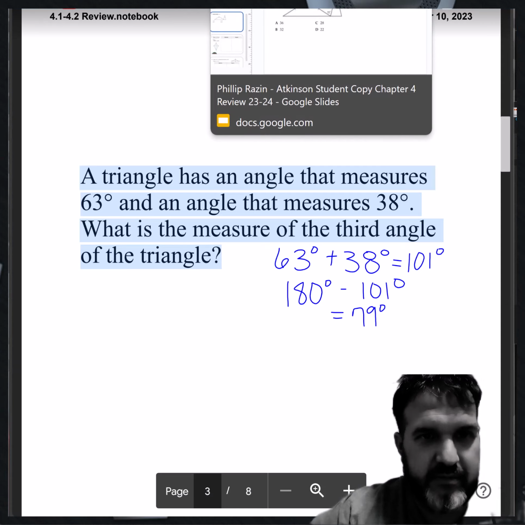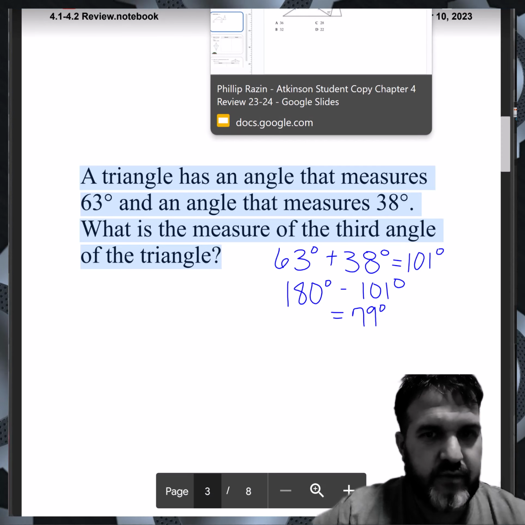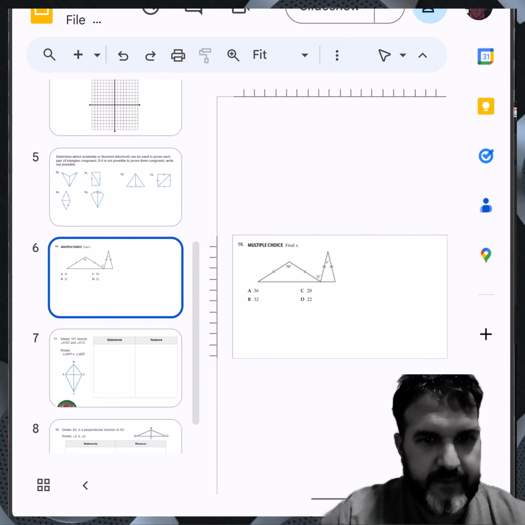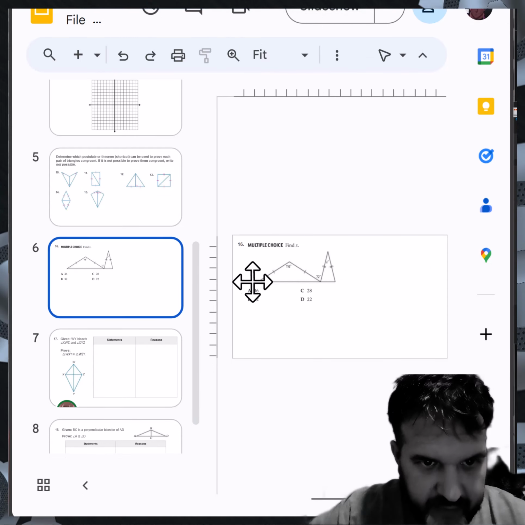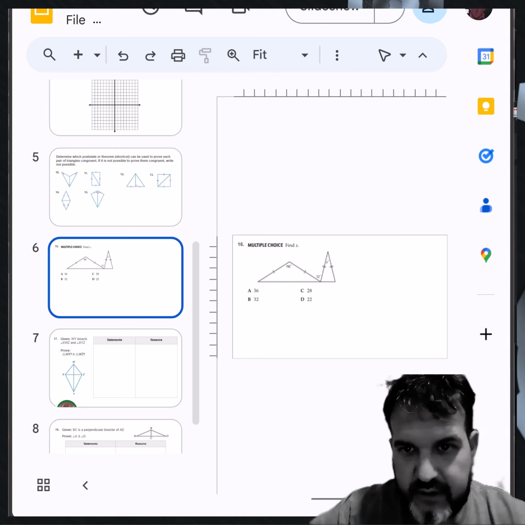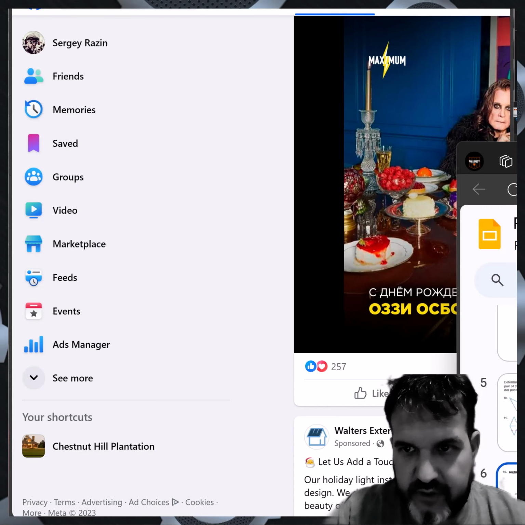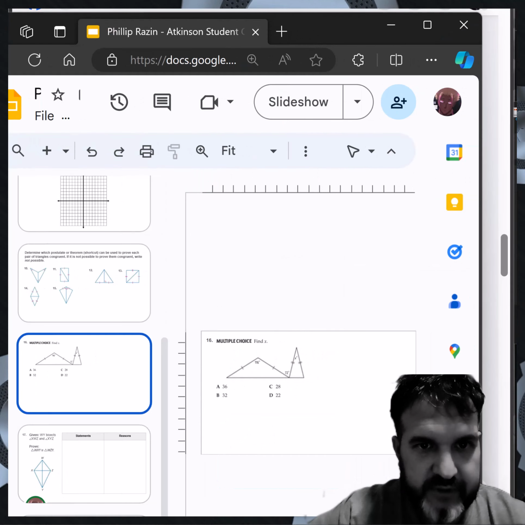Next problem. Let's take a look at this one. Okay. So, we have two triangles. Let me make it bigger so I can see, because I haven't really solved those problems myself yet.